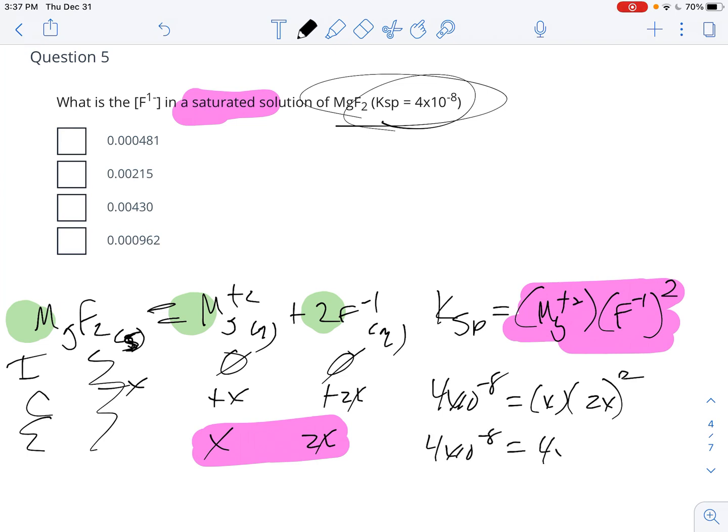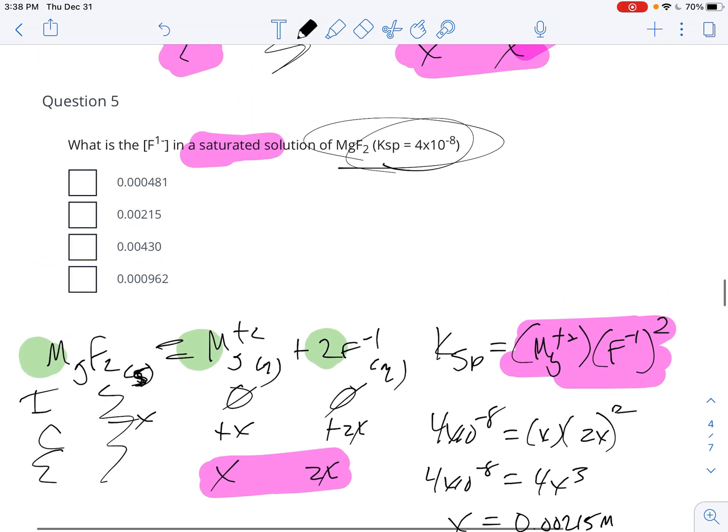So it's going to be 4 times 10 to the negative 8th is equal to 4X cubed. Plug everything in, and what do you end up with? 4 times 10 to the negative 8th divided by 4, and then raised to the 1/3 power, gets me about 0.00215. So X is 0.00215 molarity.